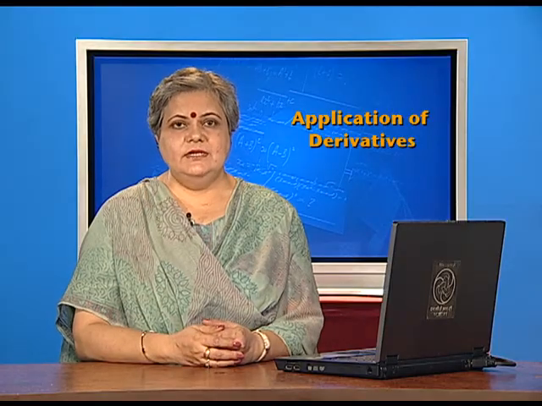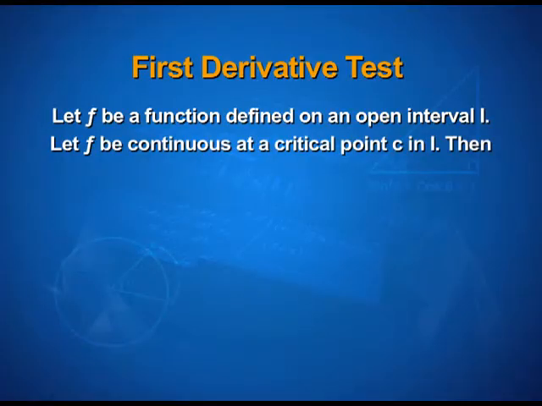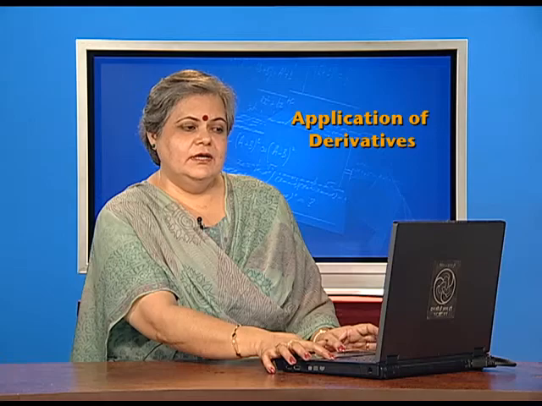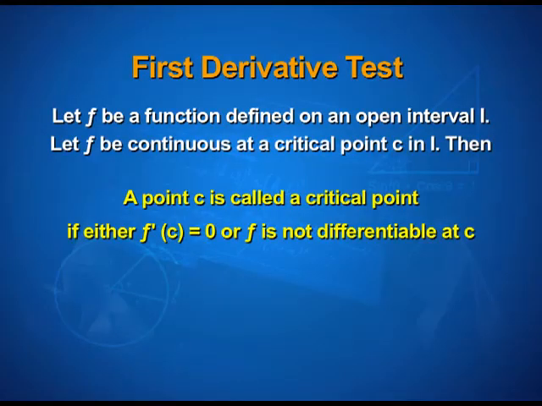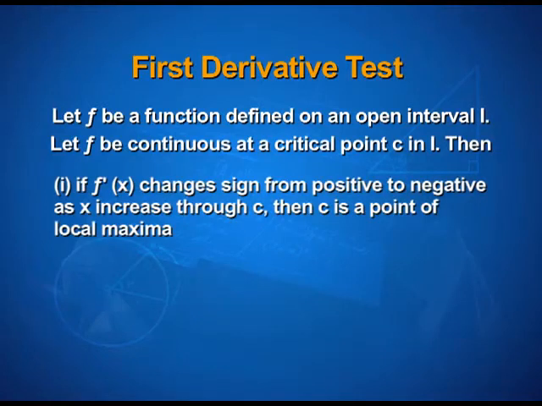The first derivative test says that if f is a function defined on an open interval I and f is continuous at a critical point c in I. What is a critical point? A point at which either the derivative is 0 or the function is not differentiable at c. So, for a function like an absolute value function, x is equal to 0 will be the critical point. Then we have, if f dash x changes sign from positive to negative as x increases through c, then c is point of local maxima.